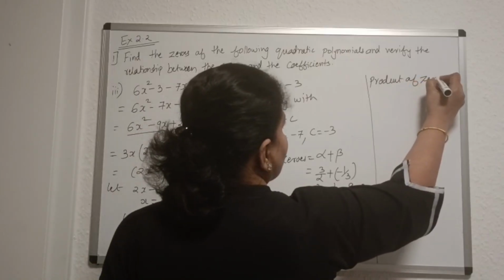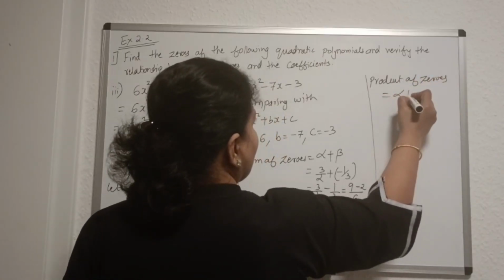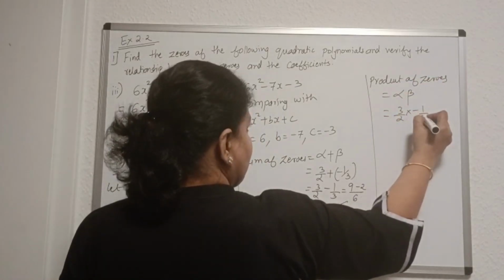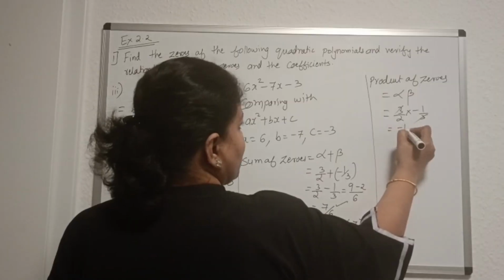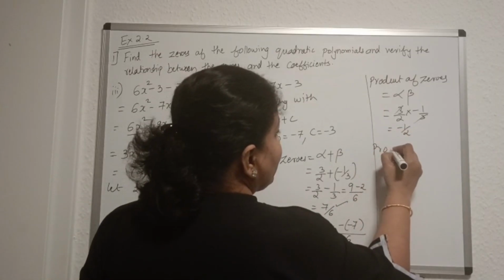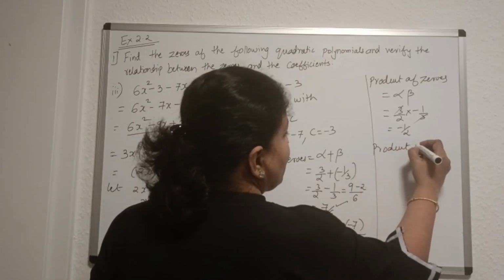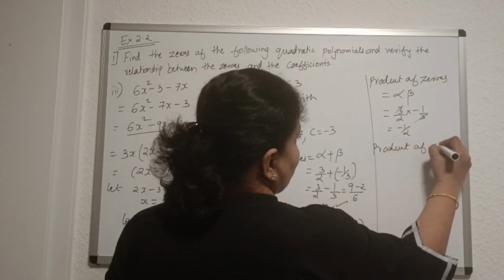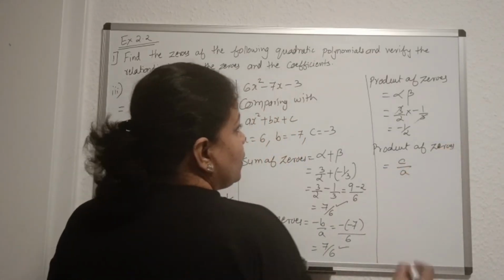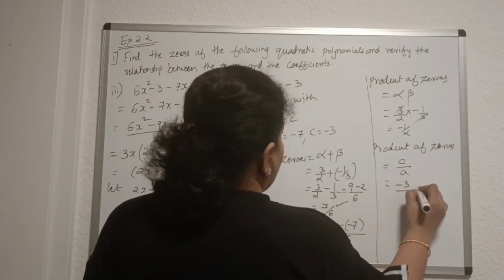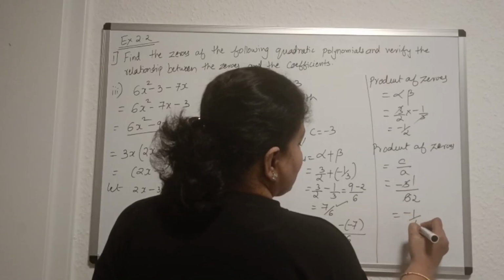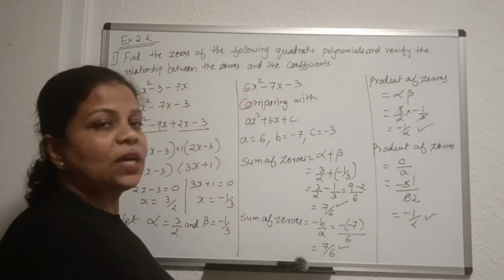product of zeros. First we will directly multiply them, alpha into beta, 3 by 2 into minus 1 by 3. The 3 cancels, and your answer is minus half. This is manually, and then you have to find the product of zeros by formula. What is the formula? We know that it is c by a. C is minus 3 and a is 6. So if you reduce this, it will come to minus half. So you can see here both are the same.